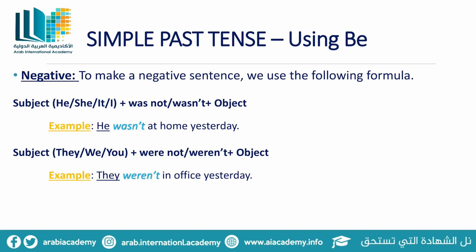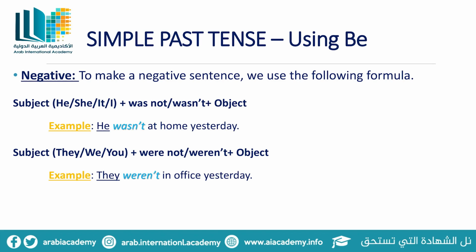For example, he wasn't at home yesterday. He is the subject. Wasn't is the verb to be in the past tense showing the negative form. And then the rest of the sentence. This action happened yesterday and in the past.